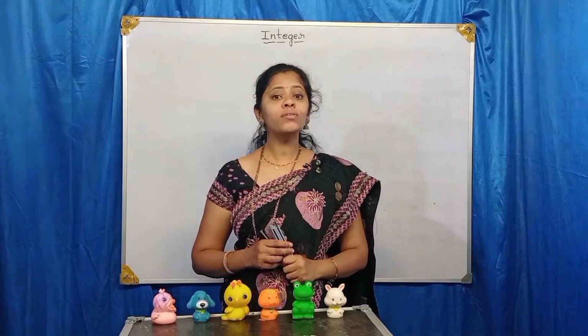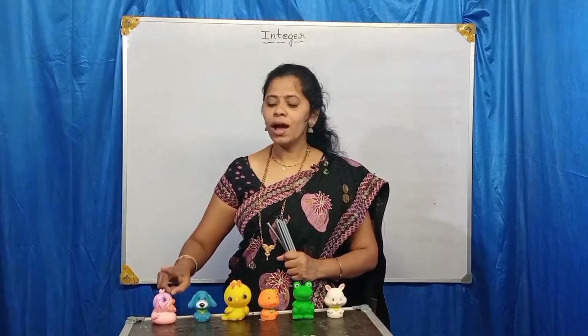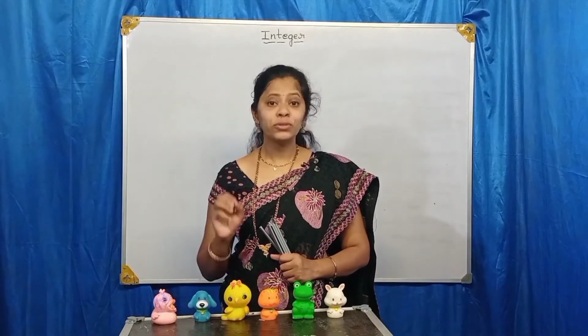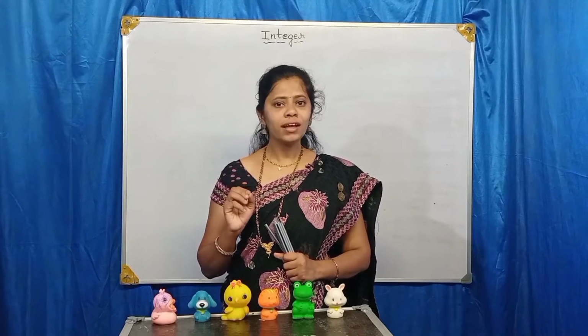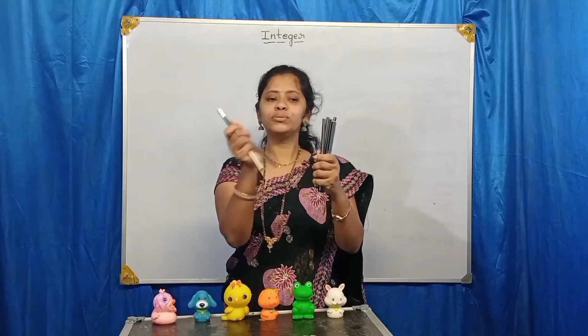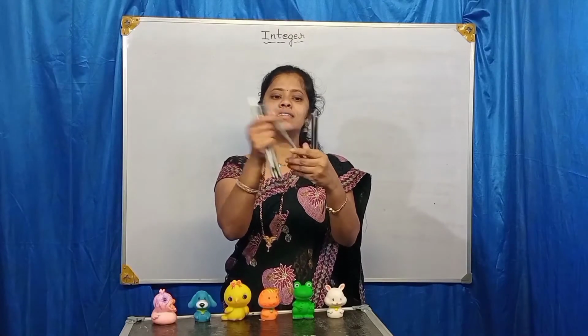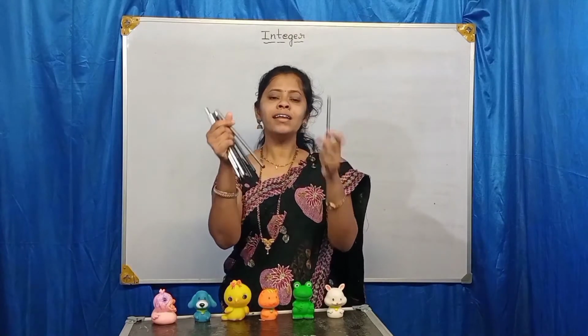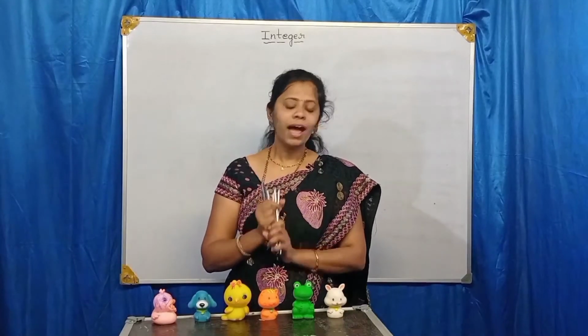Now, shall we count how many dolls are there on the table? 1, 2, 3, 4, 5 and 6. There are totally 6 dolls on the table. Now, shall I count how many pencils are there in my hand? 1, 2, 3, 4, 5, 6, 7, 8, 9 and 10. There are totally 10 pencils in my hand.